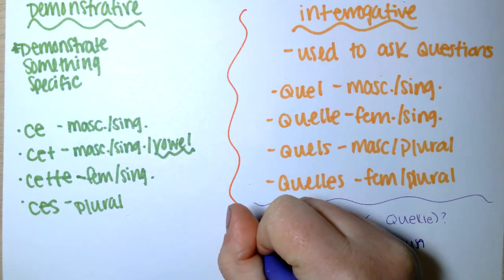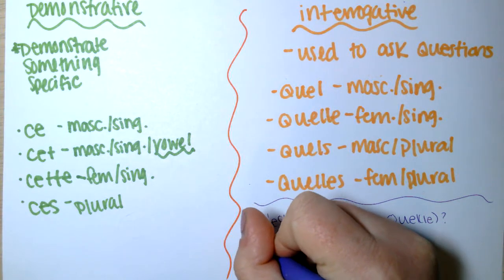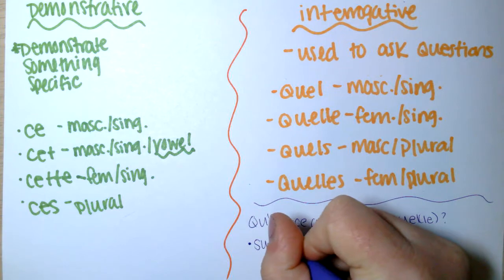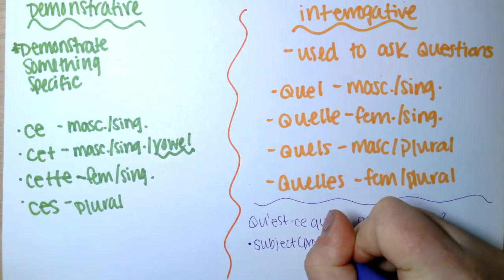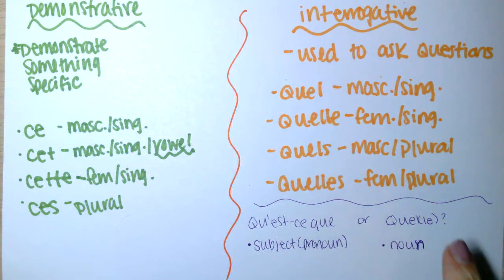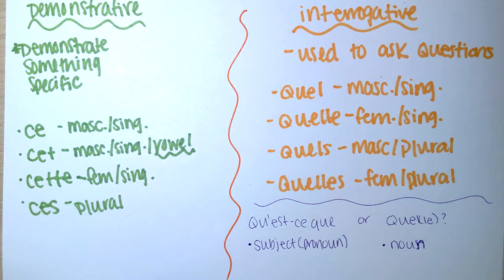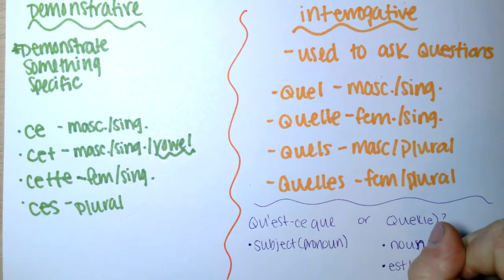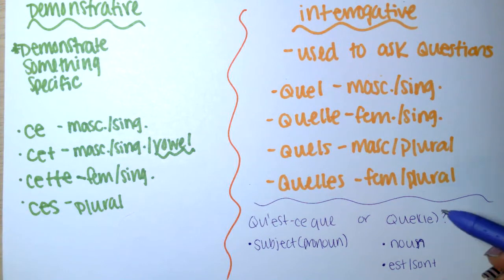Qu'est-ce que is going to be used when you see something that's like a subject pronoun, so a subject pronoun or a subject. And an example of that is like, qu'est-ce que madame porte? What is madame wearing? Rather than saying, quelle madame porte. All right. Another helpful hint is with quelle, it's always going to be followed by est or sont. So not always, but when you see est or sont, it's going to automatically use quelle. So like, quel est ton chapeau préféré? What is your favorite hat?